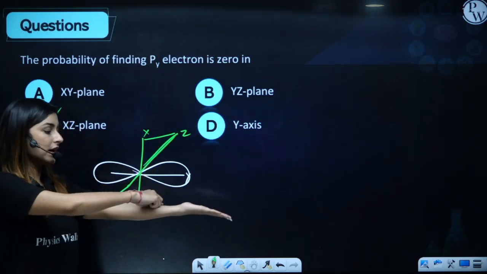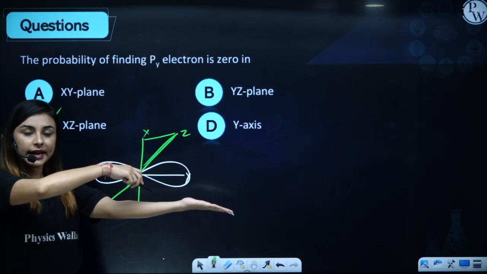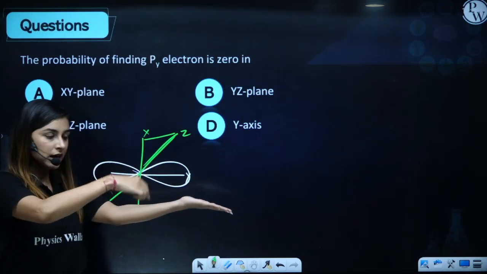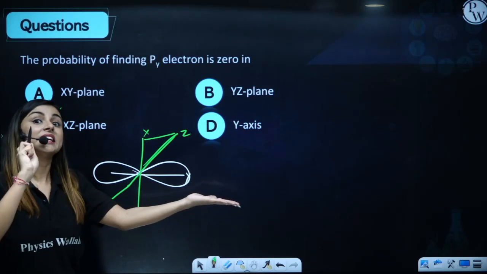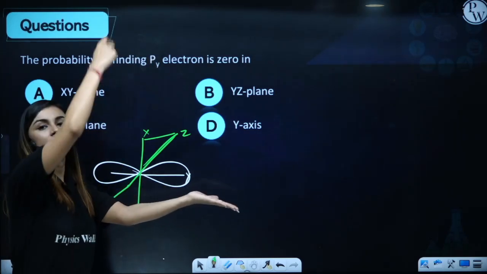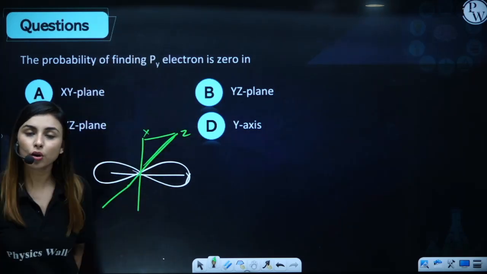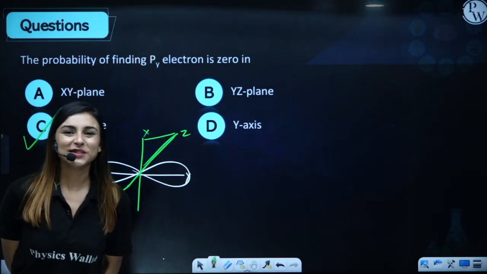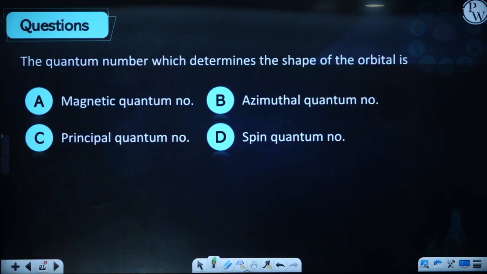So, I'll say that the XZ plane, that is option C, will be my correct answer, because if this is X axis, this is Y axis, I'll have electron here. In the Y axis, I'll have some electron probability in the XY plane, in the YZ plane. But I cannot have any electron probability in the XZ plane. So, option C will be your correct answer. Let's move forward to the next question.